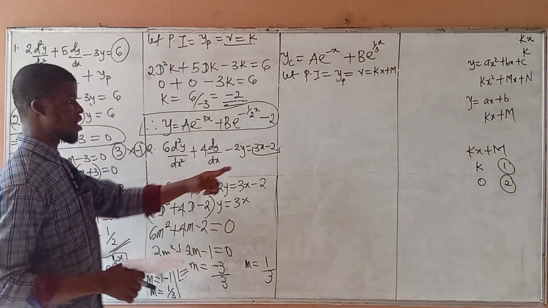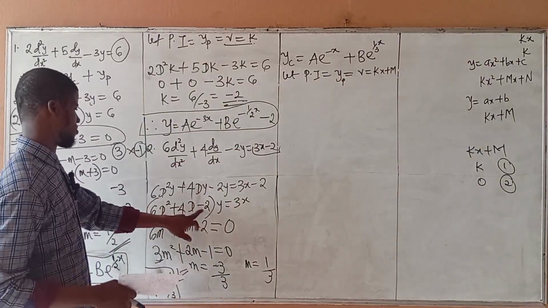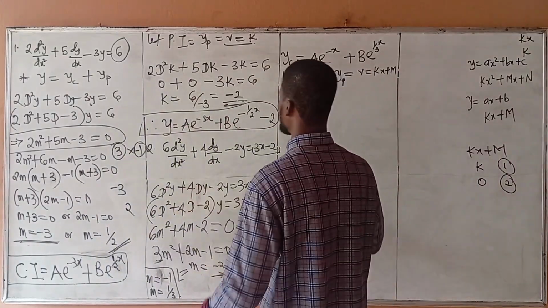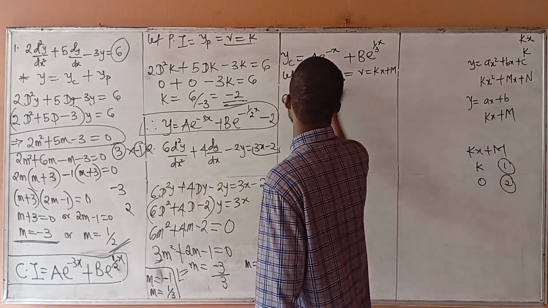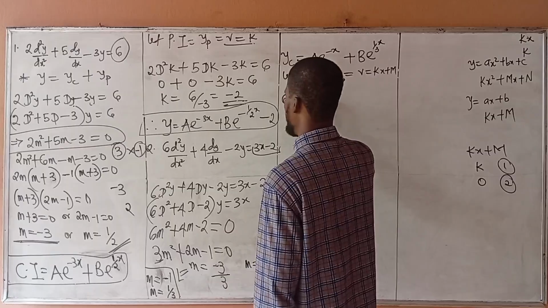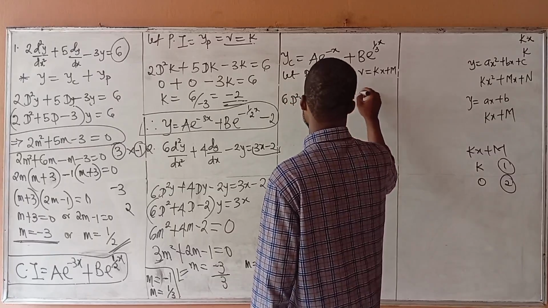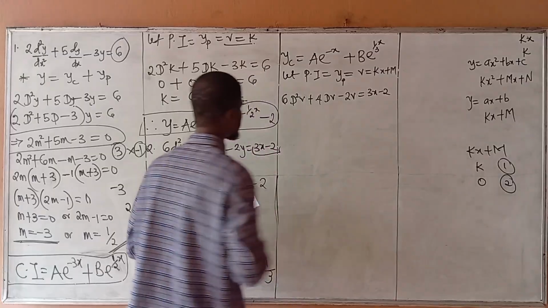So there's a reason for doing that. I want to plug those answers here. For the particular integral, I will now have 6 d squared v, remember, plus 4 dv minus 2v equals 3x minus 2. Okay.